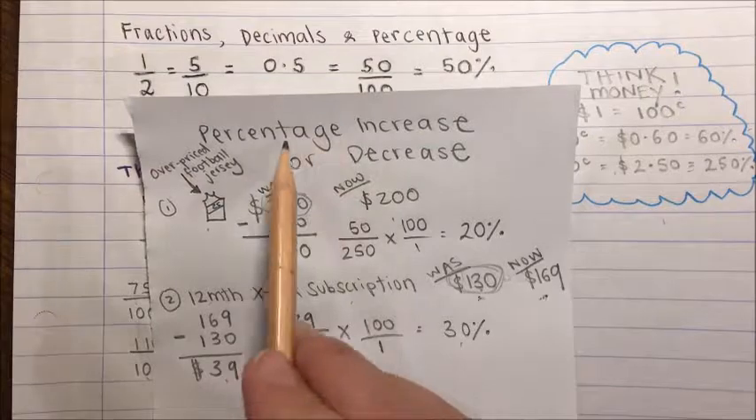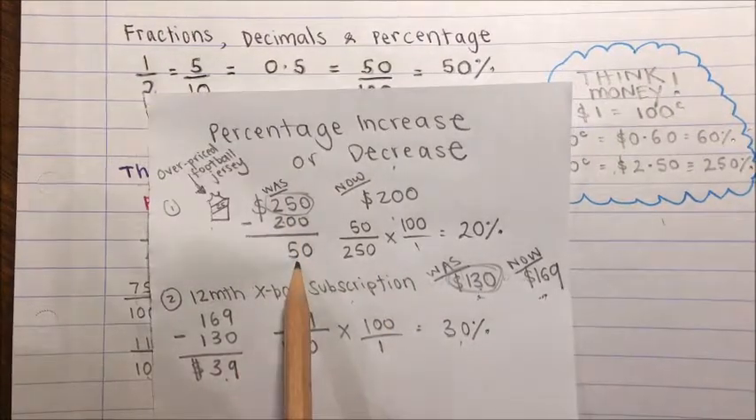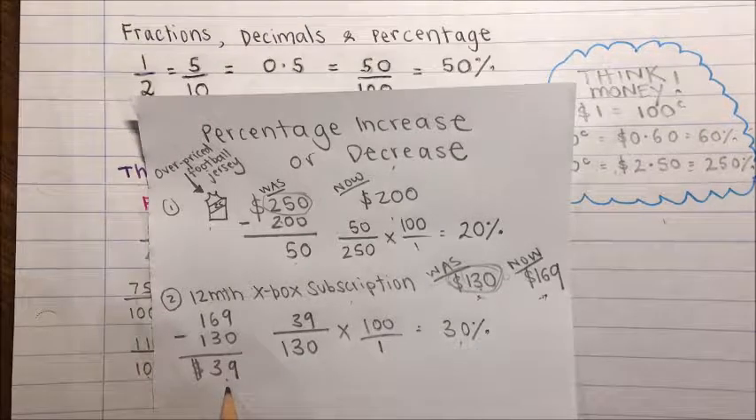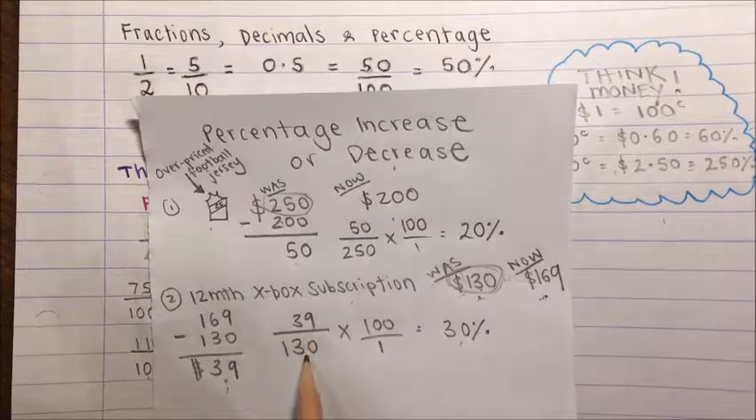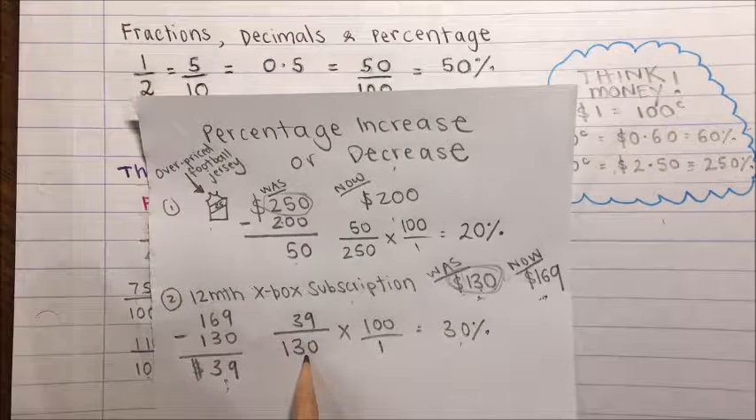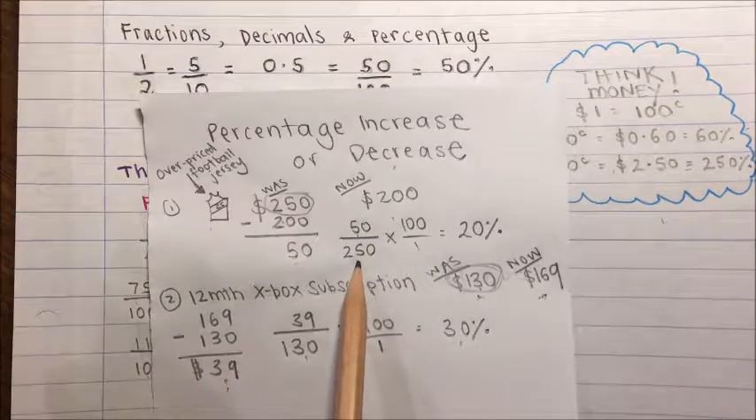So if I'm working out a percentage increase or decrease, I've got to work out the difference in price first. First, I work out the difference in price, and then I have to work out what is this difference as a percentage of the original cost. So 39 as a percentage of 130, 50 as a percentage of 250.